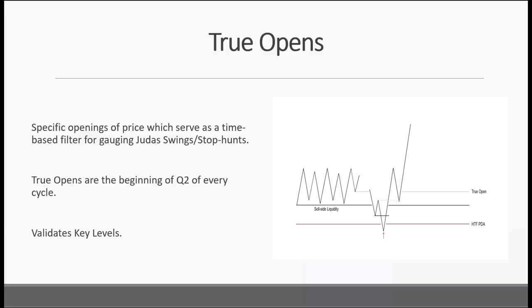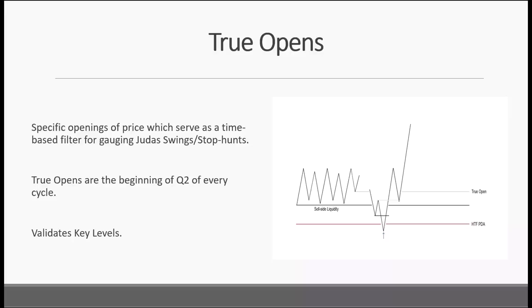If you are bullish within a specific cycle, you want to buy below its true open. And if you are bearish within a specific cycle, you want to sell above its true open. This will increase your accuracy tremendously, as key levels usually rest above or below true opens. Every cycle has its own true open.